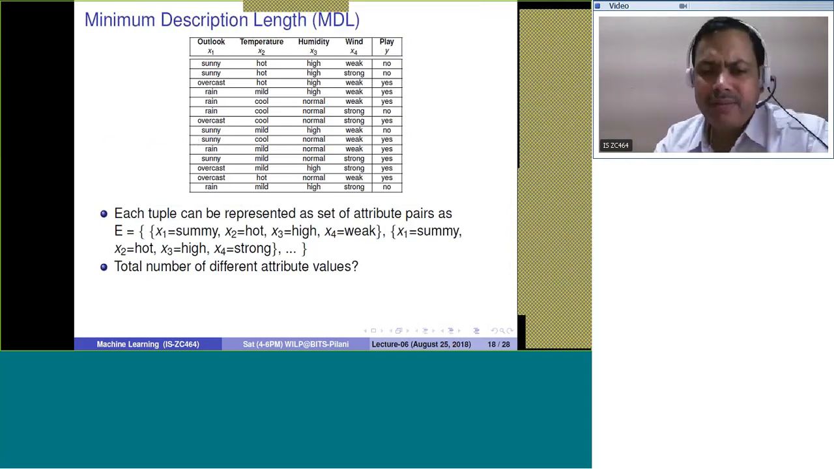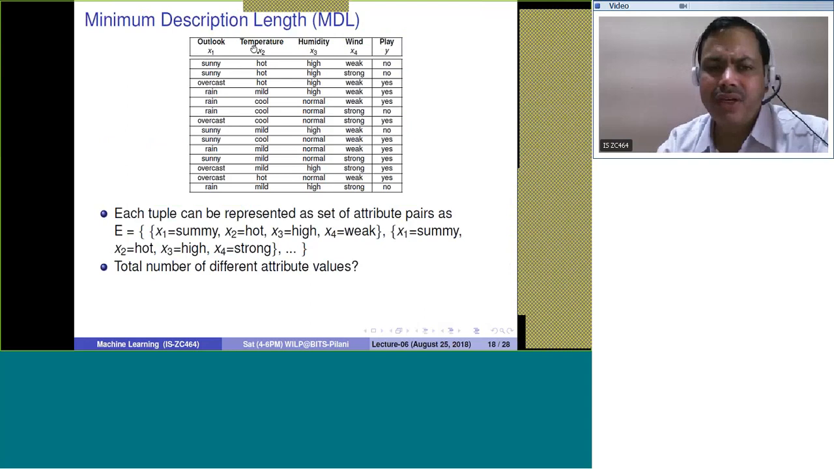Each tuple can be represented as a set of attribute pairs. If you take the first line, you say x1 is equal to sunny, x2 is equal to hot, x3 is equal to high, x4 is equal to weak, and y is equal to no.